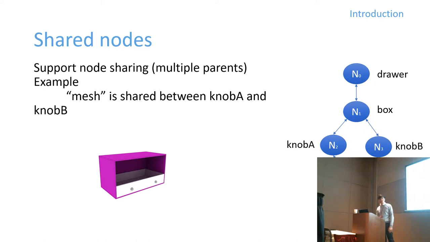Then it changes in both places because they're shared. So if you see over here, we have knob A and knob B, but they're just two nodes, and they both point to a node which contains a mesh component. So in that way, a node can have multiple parents. And of course, it can have multiple children. Yes.